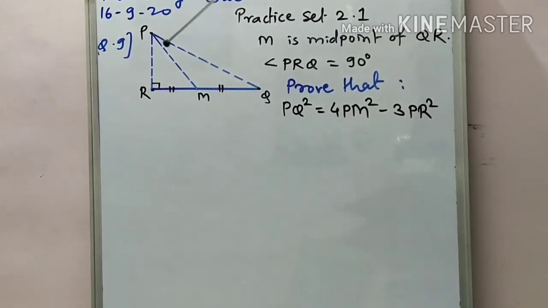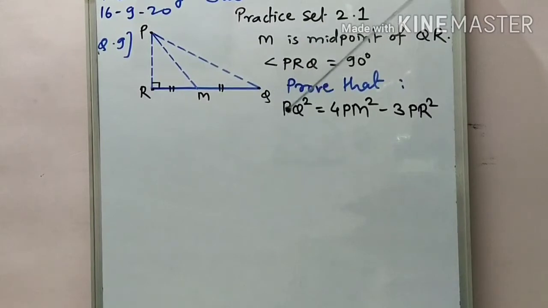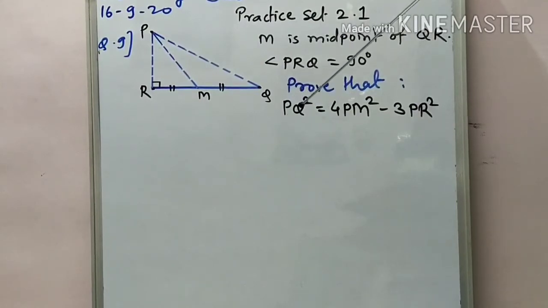It means we have to form one equation using these three sides, that PQ square equals 4PM square minus 3PR square. So what we do here, students, as we notice, this PQ square we get from the right angle triangle PRQ, where PQ is the hypotenuse.